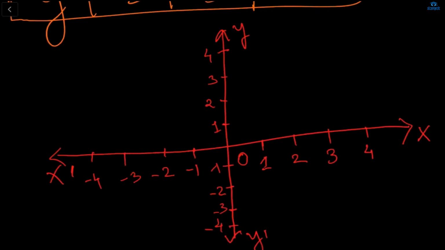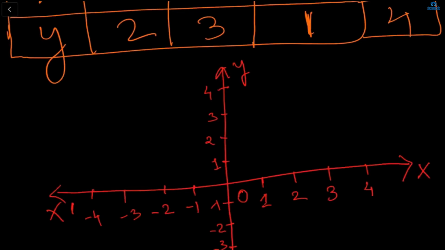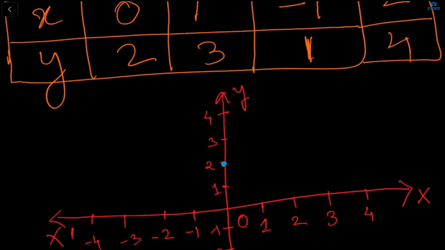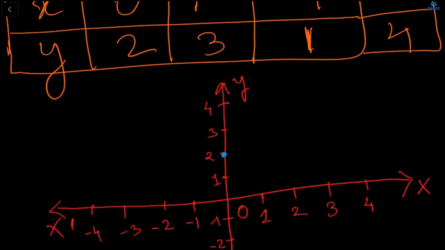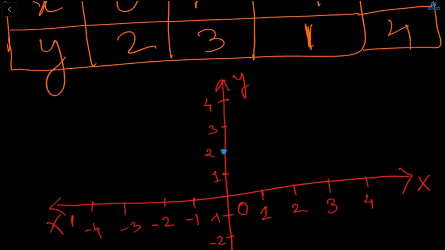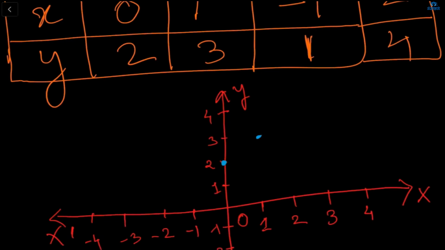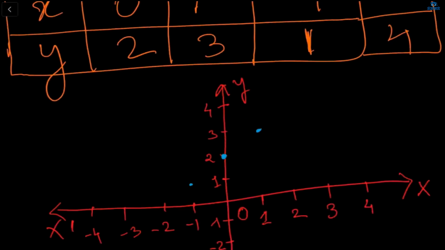Now we have to plot, the first point is 0, 2. So 0 on the x-axis and 2 on the y-axis. So it will be here. Any doubt? Then 1, 3. So I'll move to 1, 3. Minus 1, 1. So minus 1, 1. And what else? 2, 4. 2 and 4. Okay. So this is the graph.